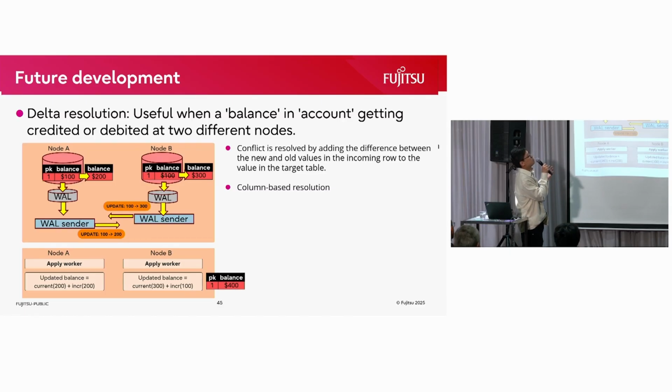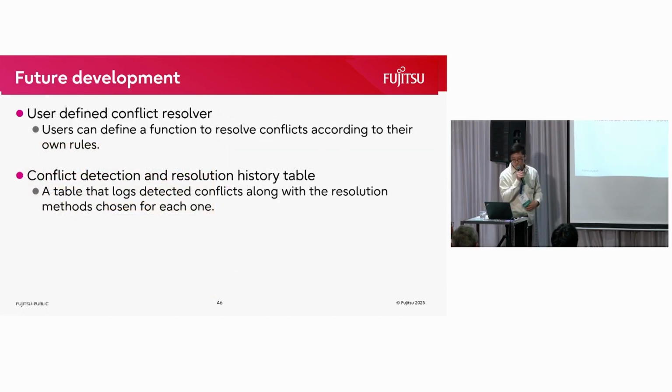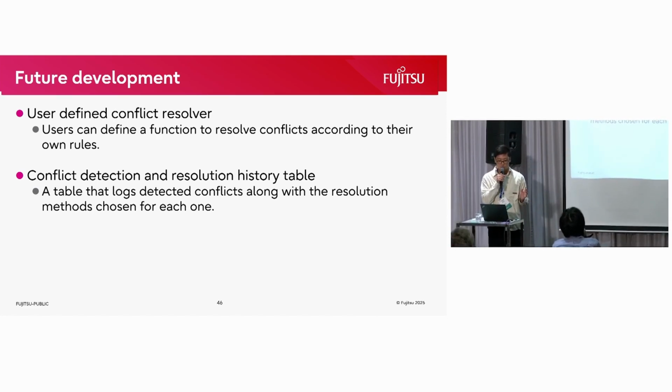So the conflict can be resolved by adding the difference between the new and old values in the incoming row to the target table. And to offer users more flexibility, we also plan to support the user-defined conflict resolver, in which case the user can define a user function. A user can write their own code to resolve conflicts according to their rules. So users can use their own resolution method.